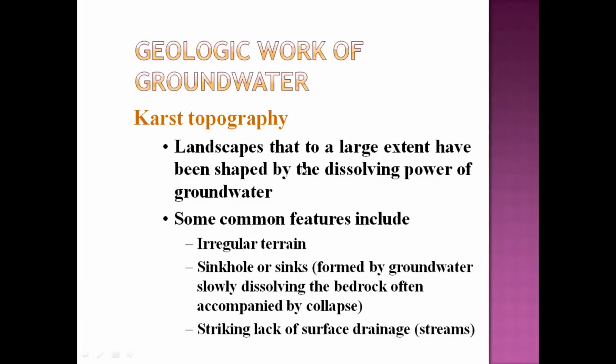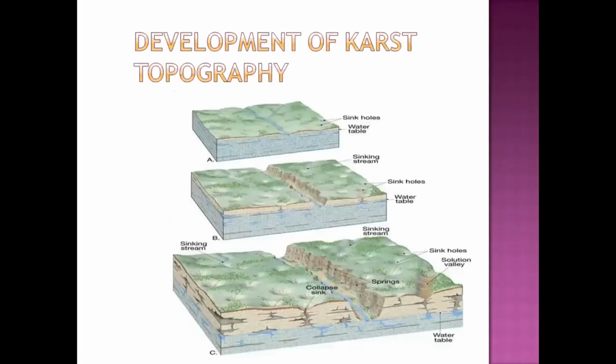Groundwater keeps on flowing and keeps on forming various features: irregular terrain, sinkholes, sinks, and a striking lack of surface drainage. You don't see streams on the surface; you see just streams in the subsurface. Here is an illustration that indicates the formation of karst topography, and you can see there are different stages: stage A, B, and C. In stage A, you just see the water table and some sinkholes.